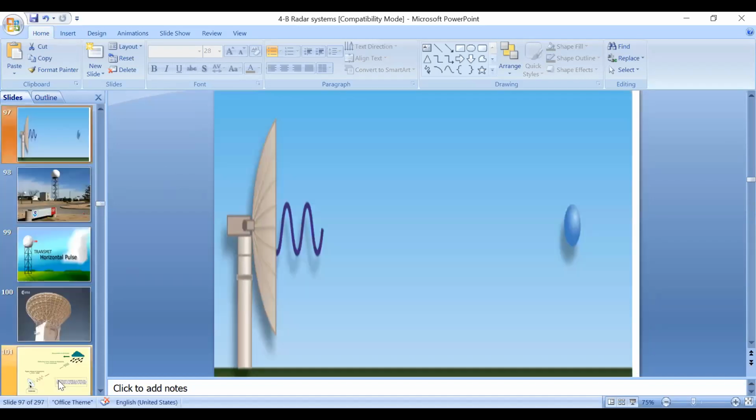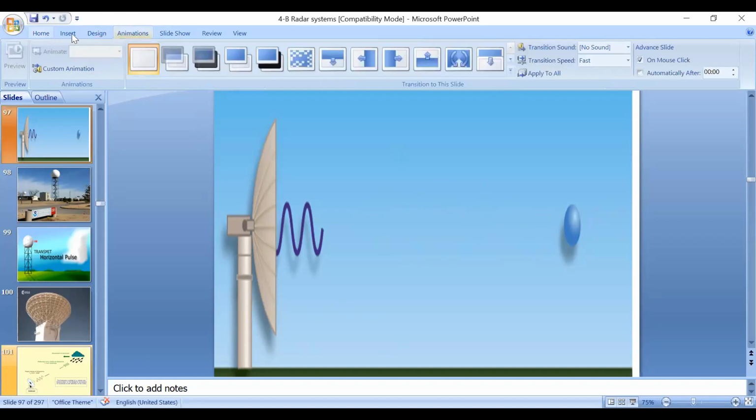Here there are some animations of the applications where we use this continuous wave Doppler radar, for example in weather radar. Assume this as a raindrop. See how it predicts weather and rain conditions. See these animations, and you may get a clear idea about this.